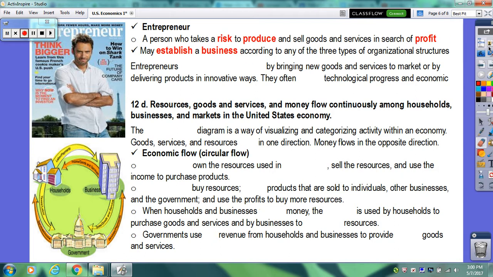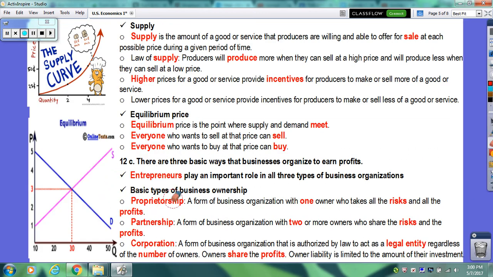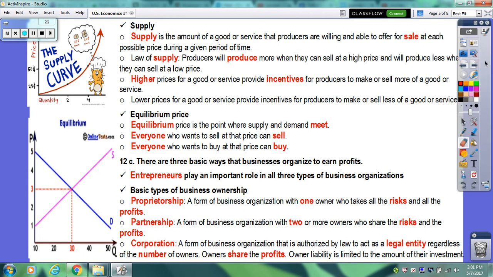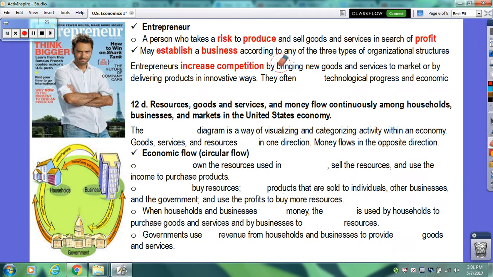So just to go back one slide, an entrepreneur could establish a business as a proprietorship, so it would just be them. An entrepreneur could establish a partnership with them and a buddy, so that would be 2 or more, or maybe 3 buddies, whatever they want to do. Or it may be a corporation, so it would be a large group of people, and that entrepreneur would lead a team or help to supervise a board or other large group of people for their business. So entrepreneurs increase competition by bringing new goods and services to market or delivering products in innovative ways.